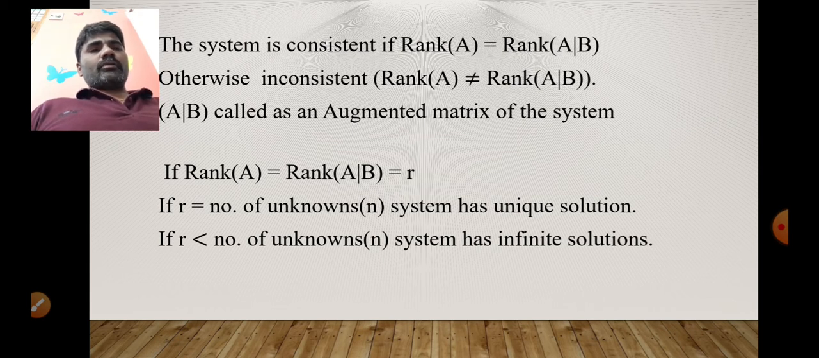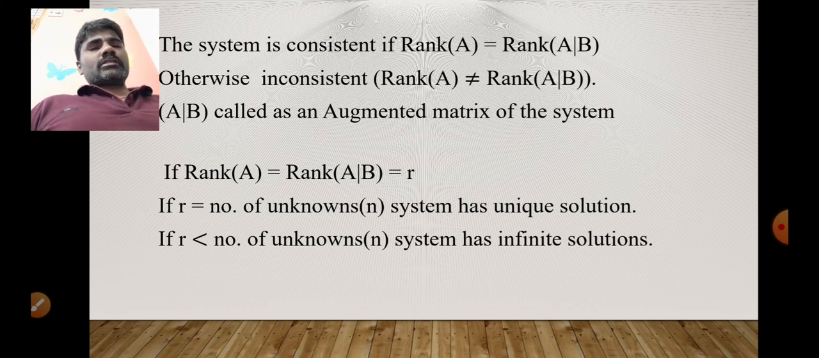Now, the popular condition is that the system is consistent if rank of A is equal to rank of AB. If rank of A and rank of AB are the same, then only the system is consistent. Otherwise, that means rank of A is not equal to rank of AB, then the system is inconsistent. The system does not possess a solution in the case of rank of A not equal to rank of AB.